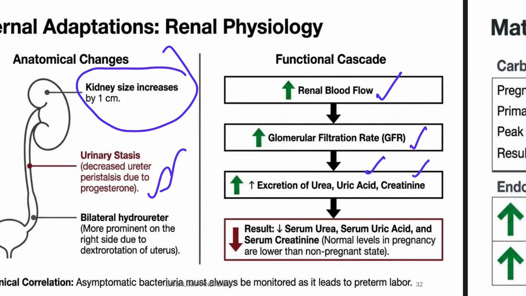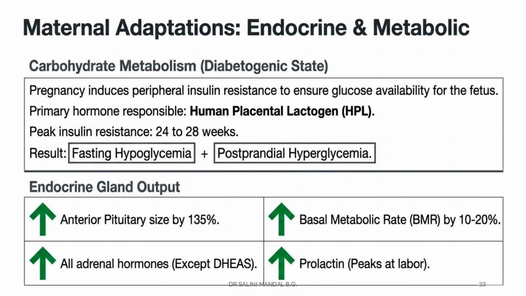Next is endocrine and metabolic, wherein when we talk about carbohydrate metabolism, pregnancy induces peripheral insulin resistance, because we require the glucose for the baby, the fetus, right? So primarily, the fetus requires the glucose, and because of that, the mother is going to have peripheral insulin resistance.